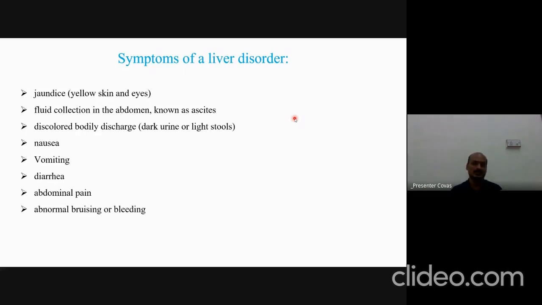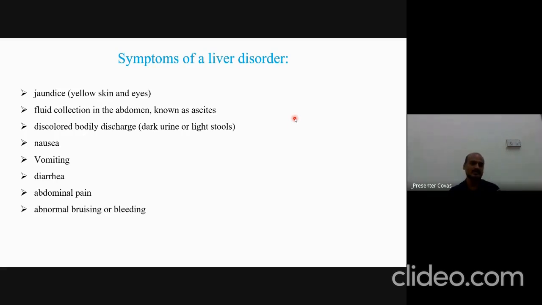Next, discoloration of the bodily discharge, dark urine or light stools. We have already studied in the second year of BSc, right? Why does urine have yellow color? Because there is a urobilin pigment in the urine, right? And why do feces have a brownish color? Because of stercobilin. Basically, whenever RBC is breaking down, it breaks down into bilirubin, and bilirubin is converted inside the intestine into urobilin. This urobilin gets absorbed in the bloodstream and is excreted in the urine, giving the yellow color of the urine, and because of bacterial action in the intestine, urobilin can be converted into stercobilin, giving the brownish color to the feces.